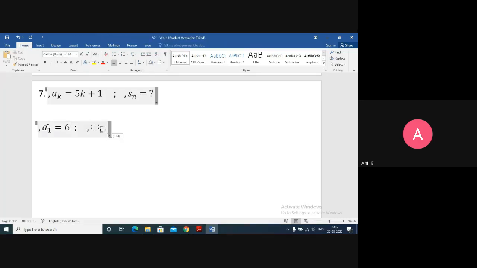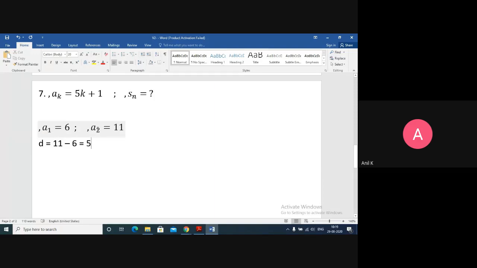Then I get a2 as 5 into 2, which is 10, plus 1, which is 11. I think two values are enough, because for finding the d value, 11 minus 6 equals 5. Now you may have a doubt: sir, the d formula is (b minus a) upon (n plus 1), and you are taking d as a2 minus a1.